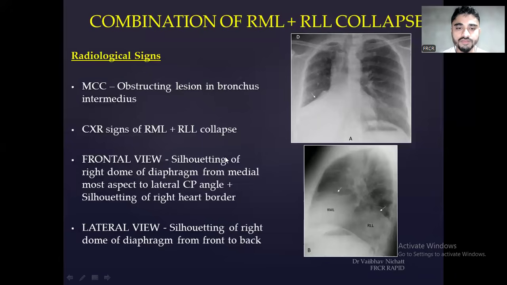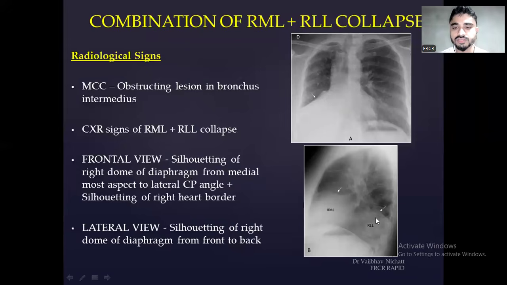On the frontal radiograph, there will be silhouetting of the right dome of diaphragm from the medial most aspect to the lateral most portion, reaching up to the costophrenic angle, and there will be silhouetting of the right heart border. On the lateral radiograph, as you can see, there is silhouetting of the right dome of diaphragm from front to back. The right dome of diaphragm is completely silhouetted. This is the right middle lobe collapse, and this is the right lower lobe collapse.